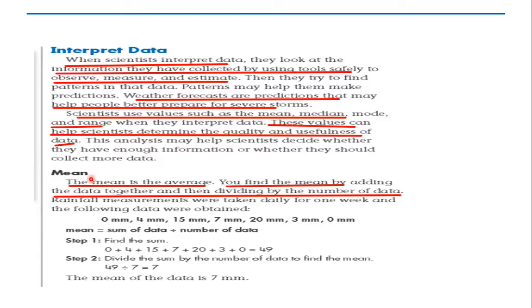The first one, the mean. The mean is the average. You find the mean by adding the data together and then dividing by the number of data.